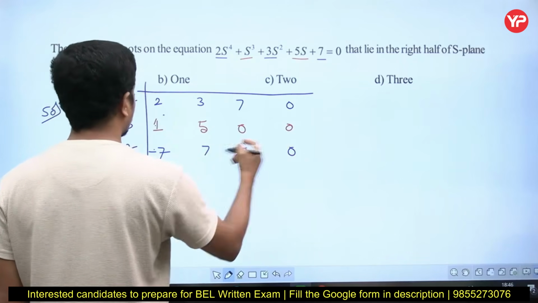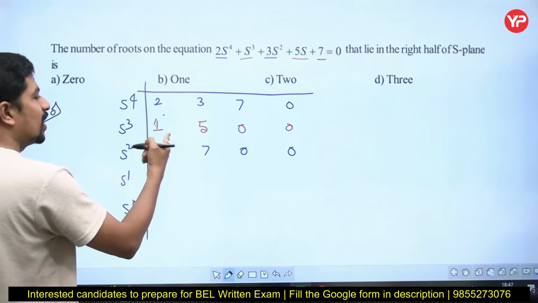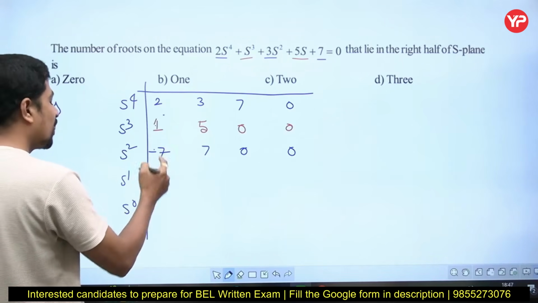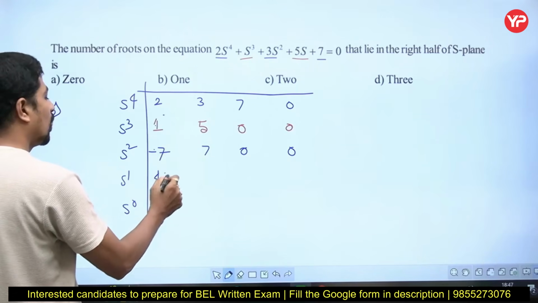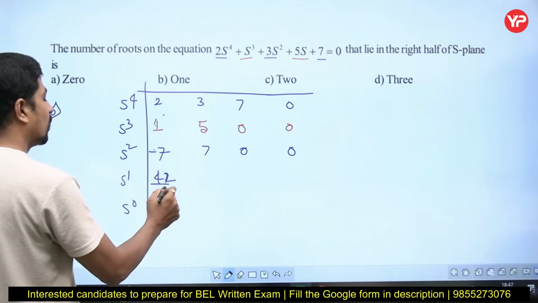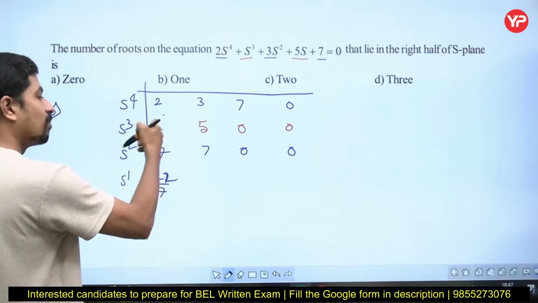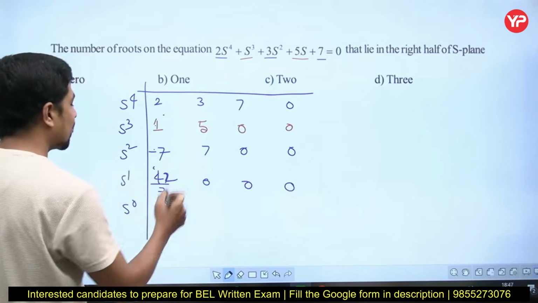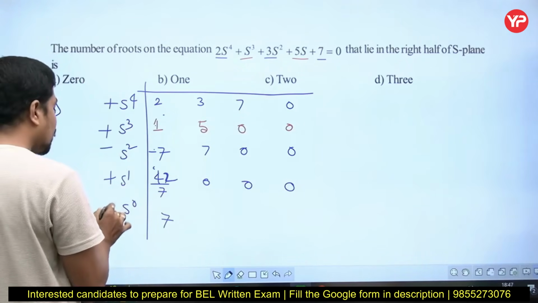This is 0. This is 0. Yes, this will be minus 7 into 5, minus 35. Minus 35 minus 7, minus 42 by minus 7. So 42 by 7. But it is minus by minus, which is plus. How much is this? 0, this is 0, this is 0. Last element will be the last element. So this is plus, this is plus, this is minus, this is plus, this is plus.